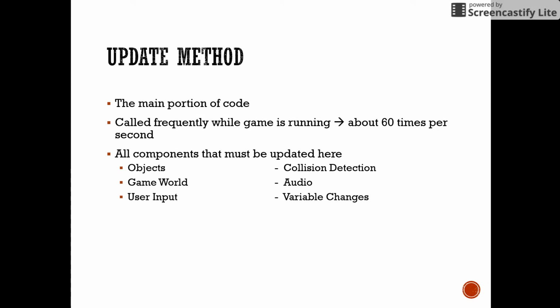Now, the update method, this will quickly become one of your best friends along with the draw method that we'll talk about next. This update method is where the main portion of your code is run from. So this is called 60 times per second. So it runs every 60th of a second, and it has to run that fast, and it needs to run over and over and over so it can continue to update all of the variables, all of the objects, all of those important components of your game.